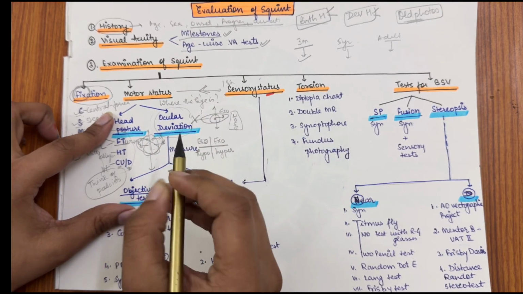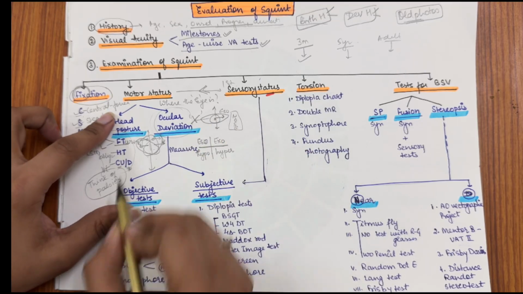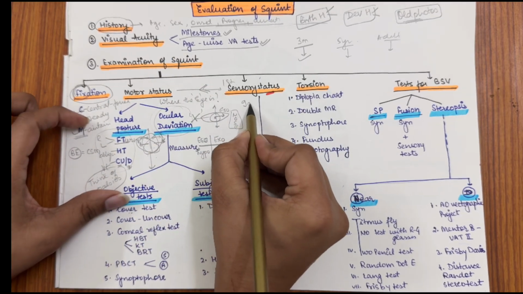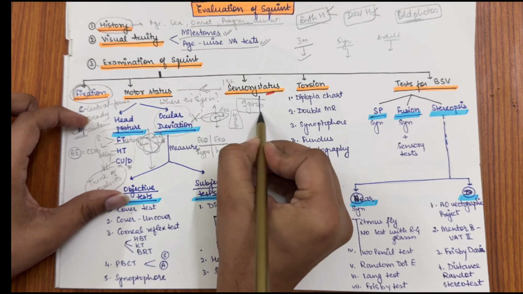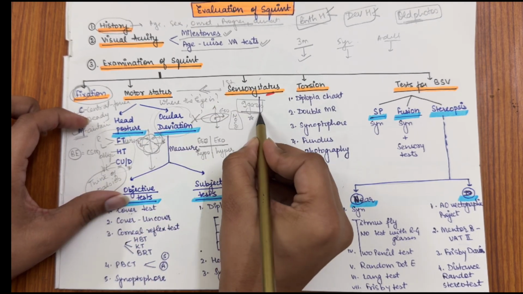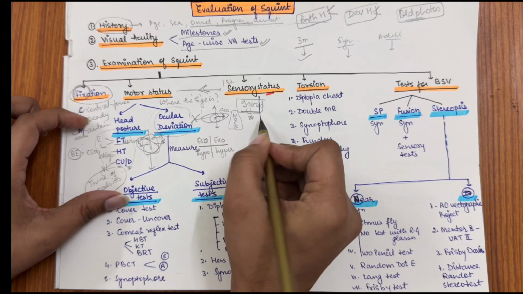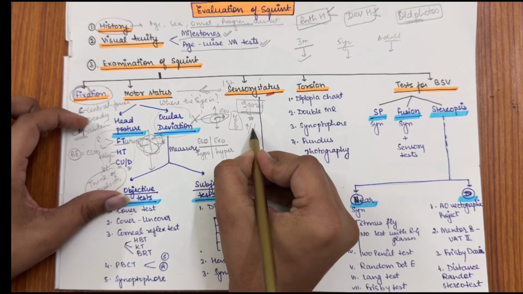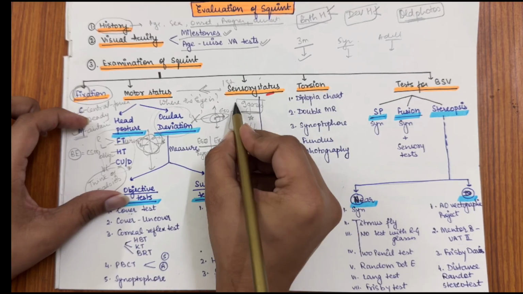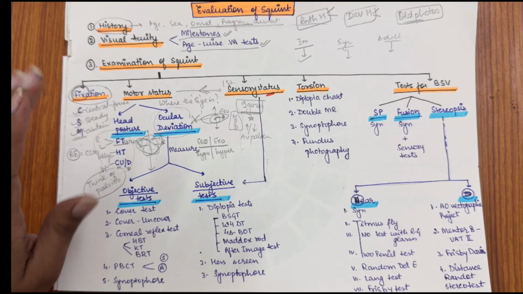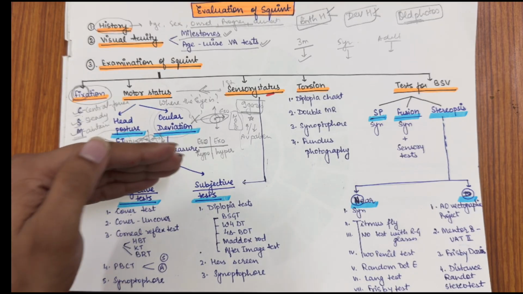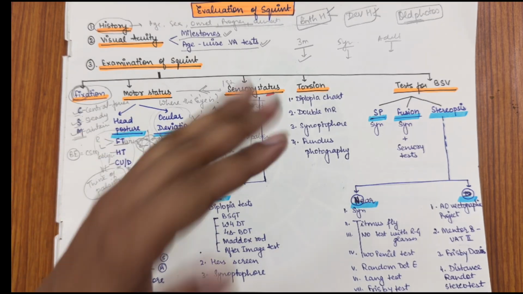It is important to check this deviation in all the 9 gazes. So you have to examine the patient in all 9 gazes. Why all the gazes? To look for overaction, underaction, or any A-V pattern. Now how do you measure ocular deviation? We have objective tests and subjective tests.